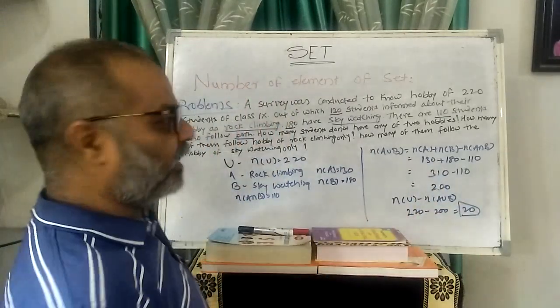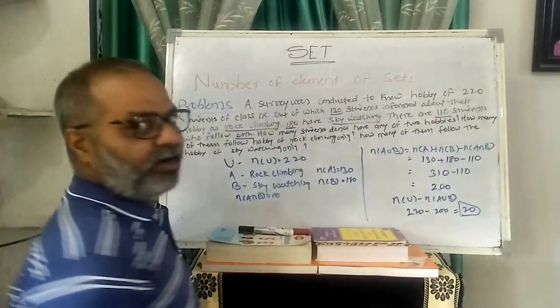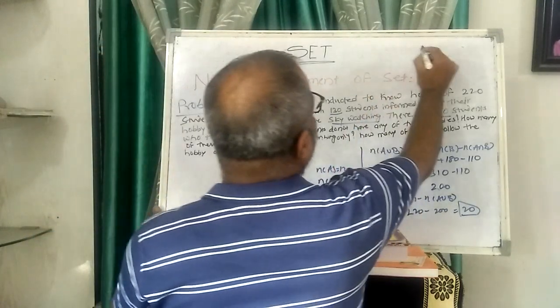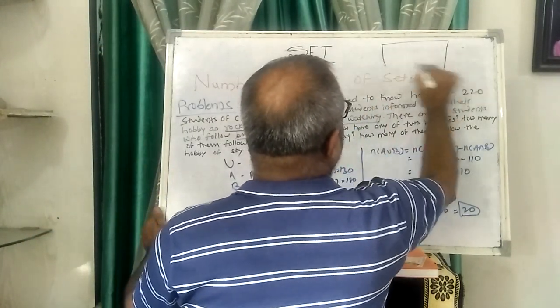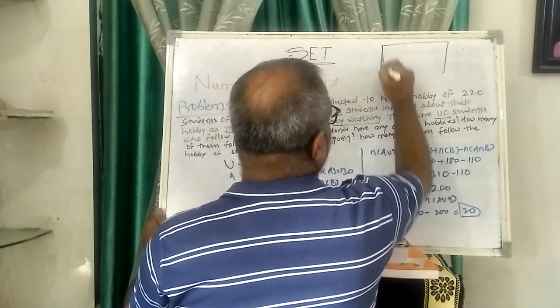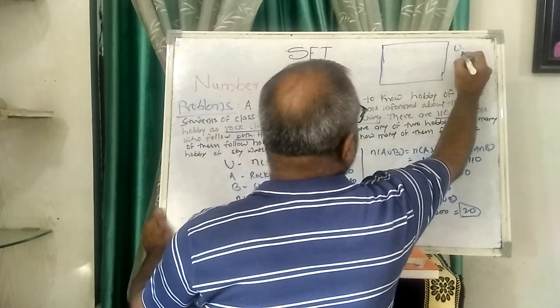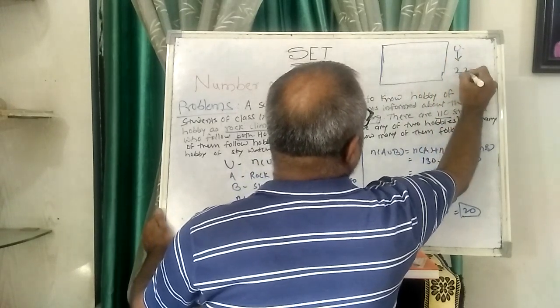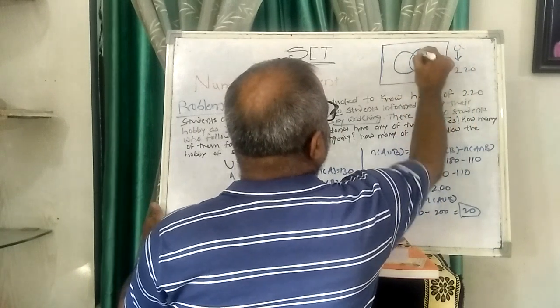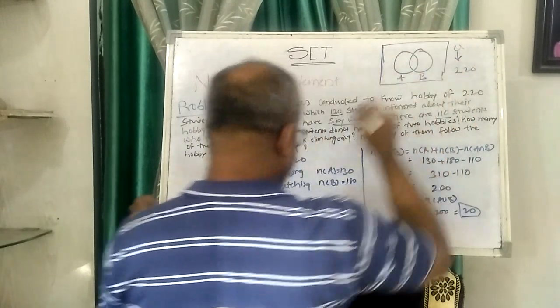Now I just draw the Venn diagram. My second part and third part are very much concentrated on the Venn diagram. So I just draw the Venn diagram here. This is my union set. Total number of students is 220. So this is the intersection part. Here is set A, here is set B.